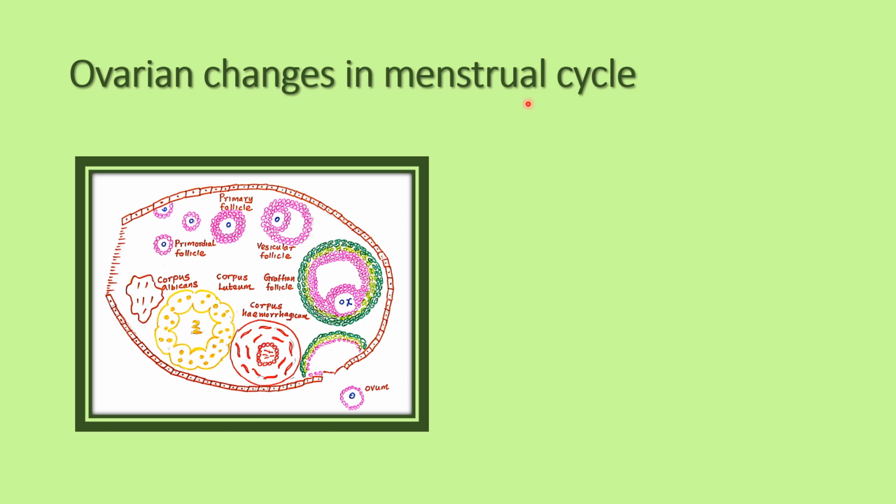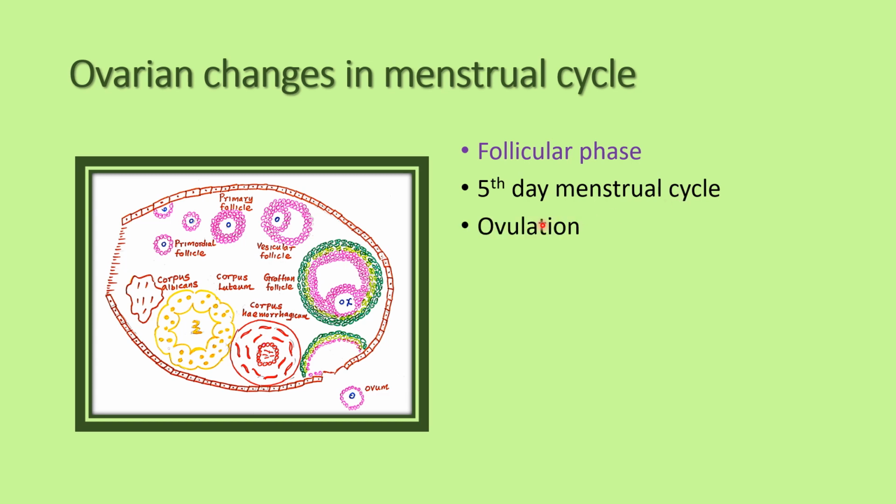The normal menstrual cycle is 28 days. It is divided into two phases. The first 14 days is the follicular phase, from the onset of the 5th day of the menstrual cycle till the date of ovulation, the 14th day. Ovulation normally occurs on the 14th day of the normal menstrual cycle. So the 5th day to ovulation is the follicular phase. From the 15th day to the 28th day is the luteal phase.